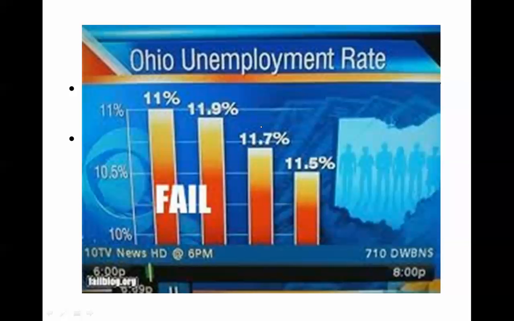All right. Here's another example of a bar graph that was definitely a fail. This is from a news station, and you'll notice that the 11% is higher than the 11.9%. Oops. Not only that, but all of these, 11.5, 11.7, 11.9, are all greater than 10.5. Yes, that is a fail.